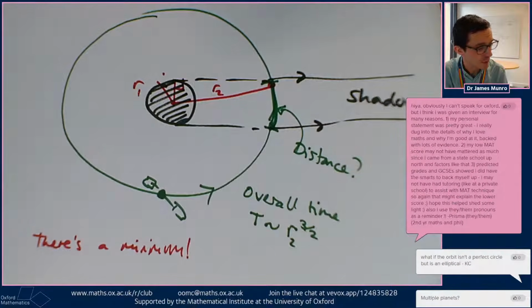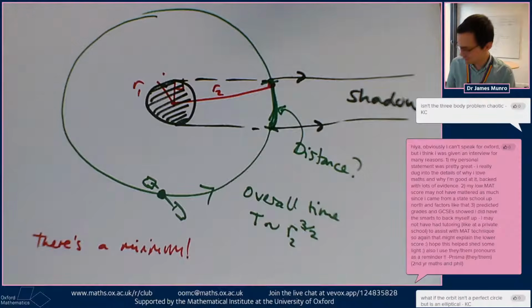Cool. Yeah, the three-body problem has chaos. It is extremely complicated. You can get really complicated motion out of a three-body system, like a double pendulum or something. We've talked about chaos on the live stream about a year ago now. Maybe it's time to talk about chaos again at some point.